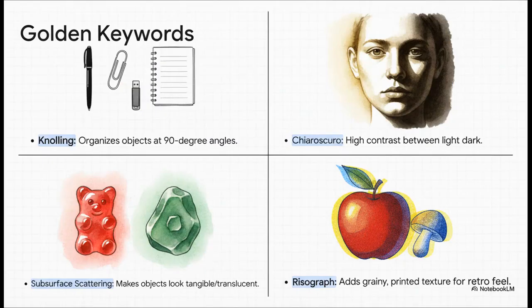And finally, let's talk about golden keywords. These are basically power-ups for your prompts. They are single words that can totally transform the style of your image. For example, the word knolling gives you that perfectly neat, organized layout. Chiaroscuro gives you that dramatic, high-contrast lighting. Subsurface scattering makes objects look more realistic and kind of translucent. And risograph adds this really cool retro-printed texture. Sprinkling these into your prompts is a fast pass to professional results.